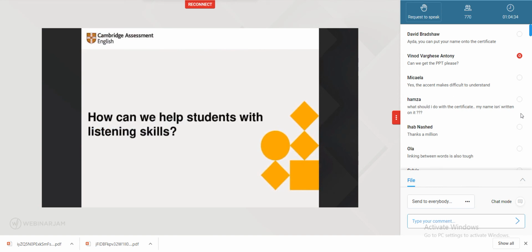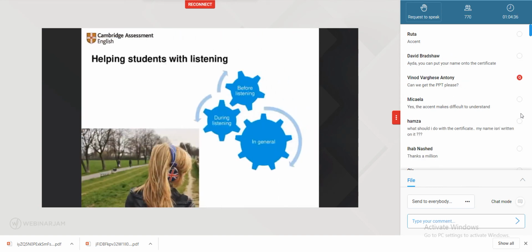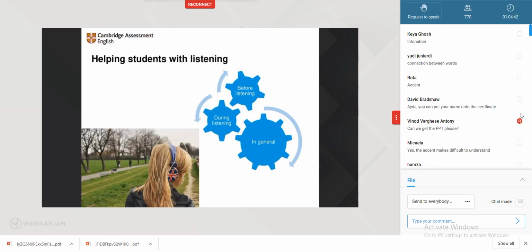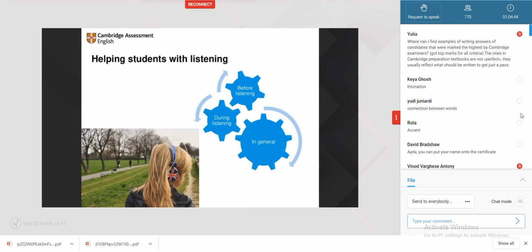So helping students with listening skills. I think we're going to divide this into helping them before listening, during listening, and more in general. I mean, obviously, how do you improve their listening? You get them to listen. Definitely helps.